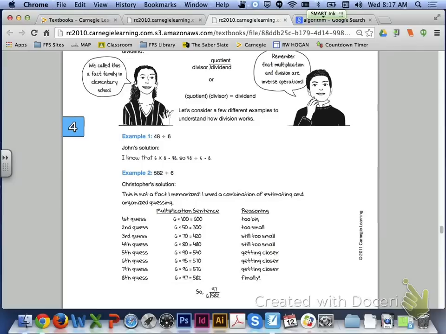If you look at example number 2, this is more of a guess and check method. You have the problem 582 divided by 6. If you take a look at Chris's solution, he realizes that that's not a fact that he has memorized, like in example 1 with fact families. So you have to use a combination of estimating and organized guessing. Like I said, this is more of a guessing and checking method. You can see that after several guesses, he finally does come up with the correct answer for the problem 582 divided by 6.